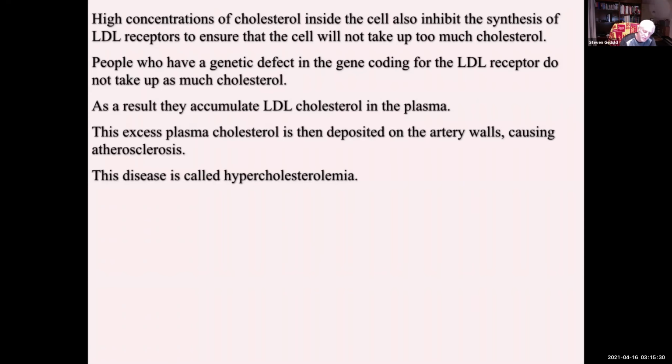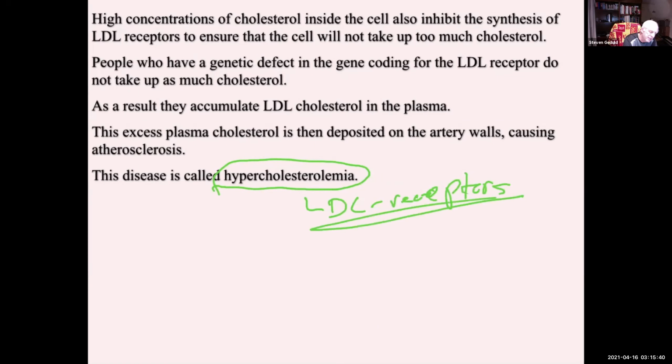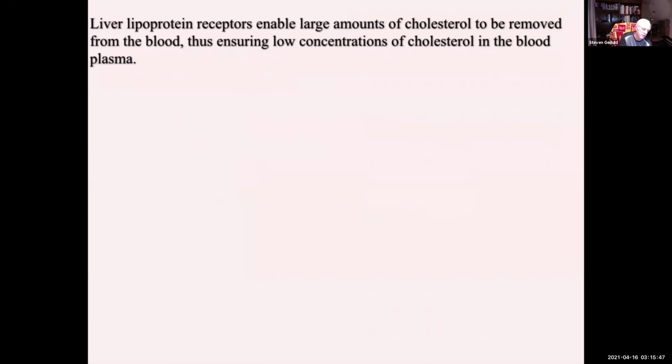The disease we talked about is called hypercholesterolemia, okay, that lacks LDL receptors. It fails to make LDL receptors. So the cholesterol cannot be incorporated into the cells and stays in the bloodstream. Liver lipoprotein receptors allow large amounts of cholesterol to be removed from the blood, ensuring low concentrations of cholesterol in the blood plasma. Okay, so the liver is just like the other cells.